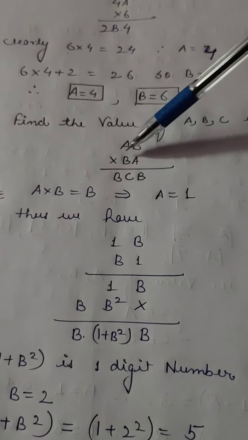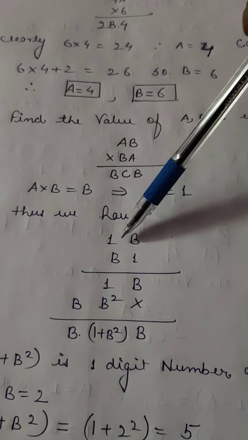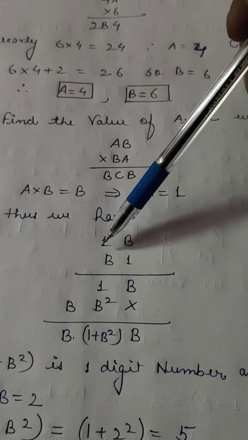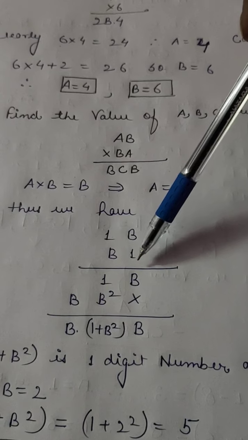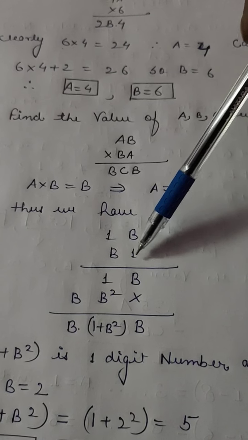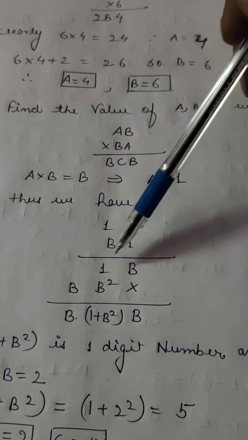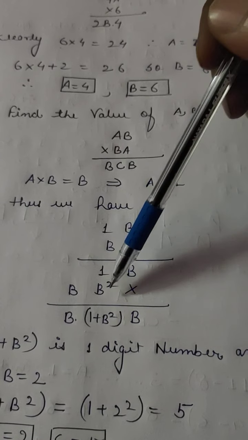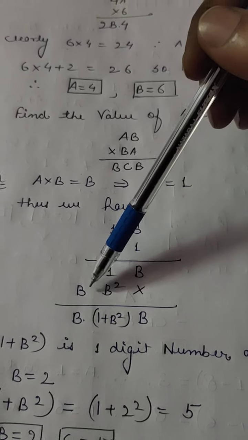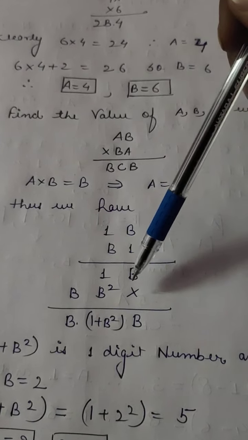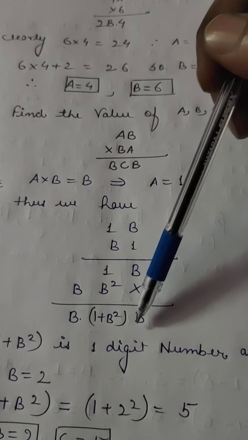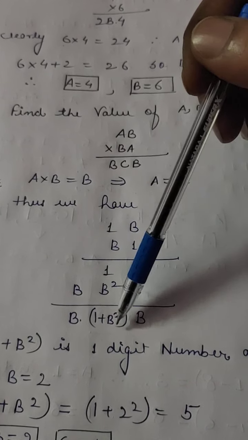So here in this we have replaced the value of A by 1. Simply I have written 1, B, B and 1. Then normal multiplication I performed. 1 into B, B. 1 into 1, 1. Multiply B into B will give B square and B into 1 will give B. After that we have just added, it will give B, it will give 1 plus B square and it will give B.